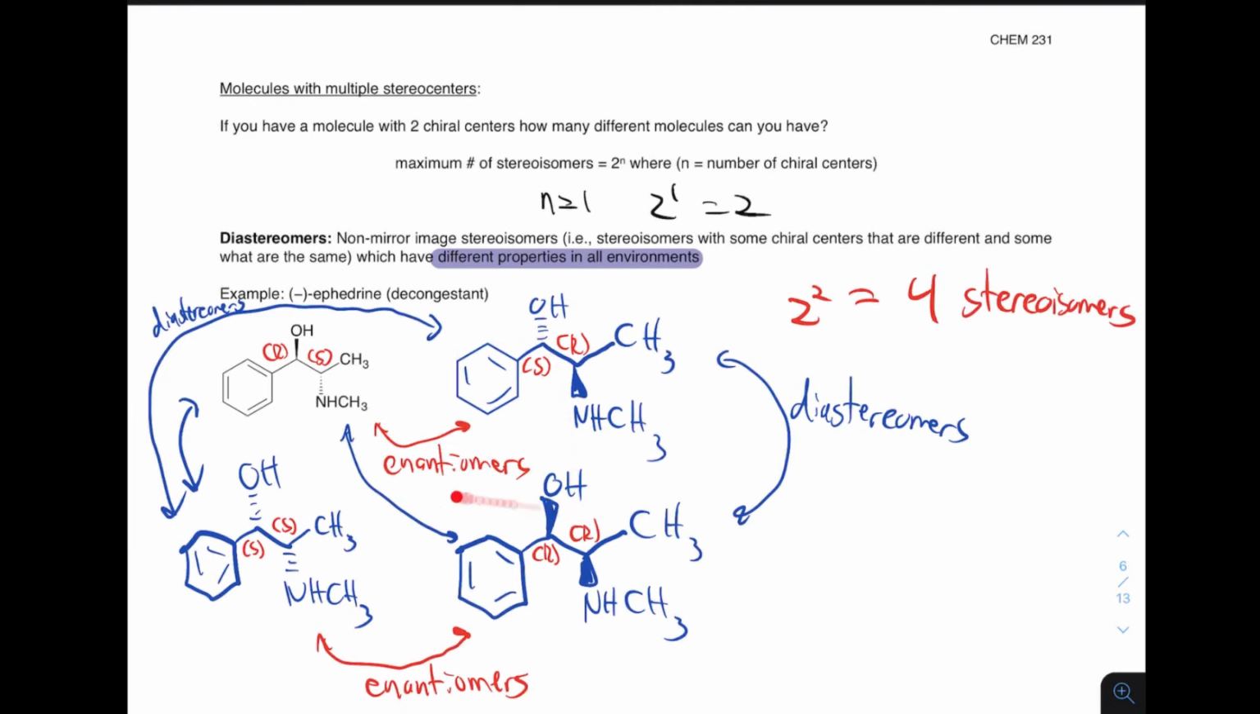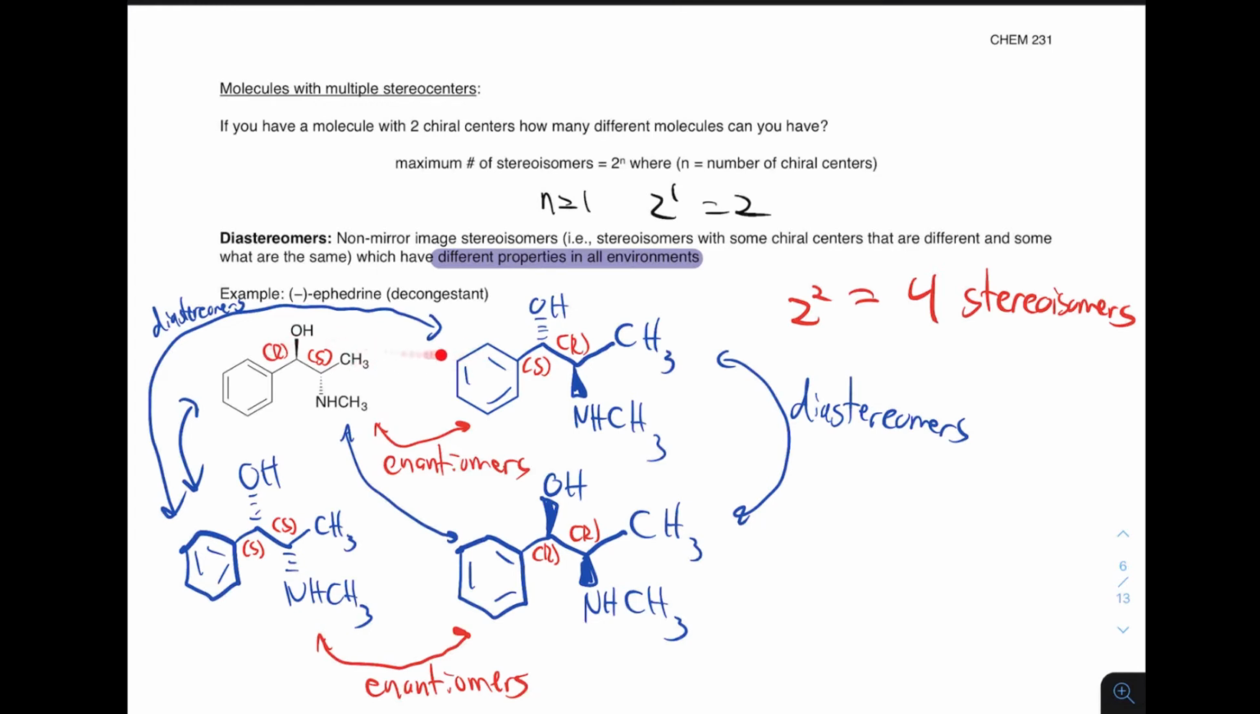And that's exactly what we have down below here. We have 4 different stereoisomers: RS, SR, RR, and SS. Okay? So take a minute if this is confusing and try to convince yourself of this fact. Look at these different molecules and determine which are enantiomers and which are diastereomers.